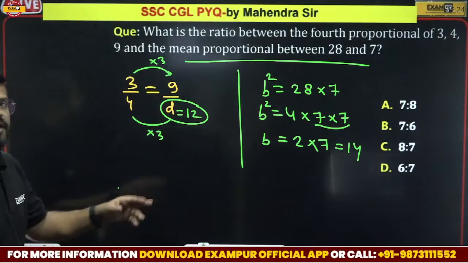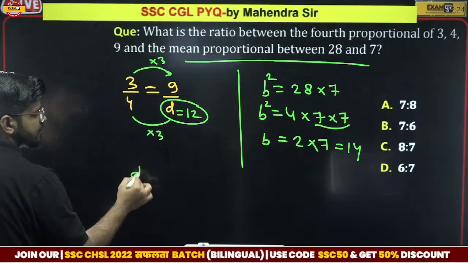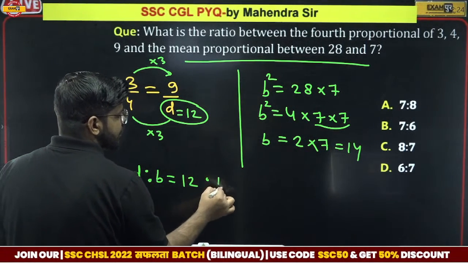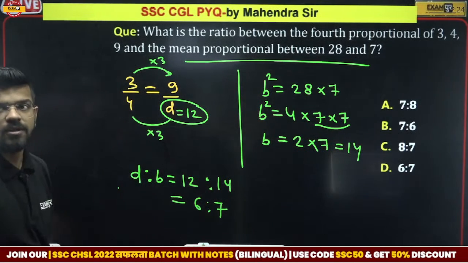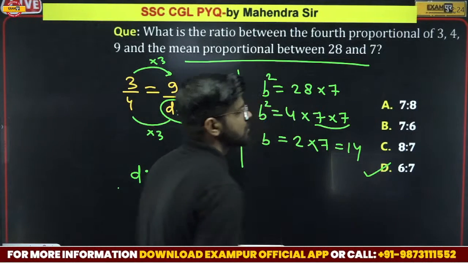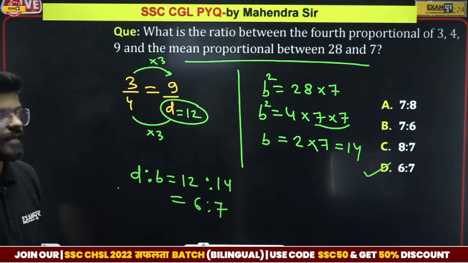So we have to calculate the ratio of D and B. What is D? It is 12 and B is 14. So the ratio will be 6:7. Is there 6:7? Yes. Option number D is my right answer.